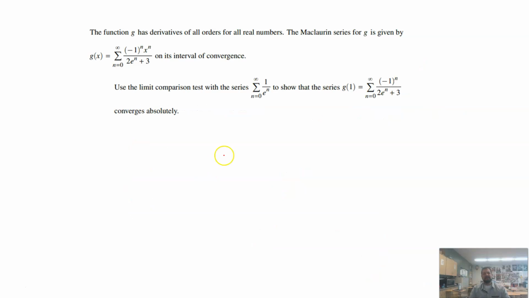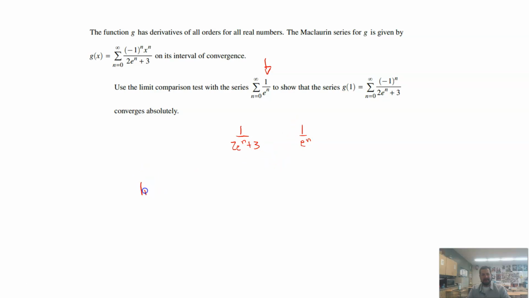Letter B says, use the limit comparison test with this to show that this particular series, when I plug in 1, converges absolutely. Well, remember, to converge absolutely means that this series is going to converge based on the fact that I want to see if it converges without the negative. So what I'm really saying is I'm going to compare this series right here to 1 over e to the n.